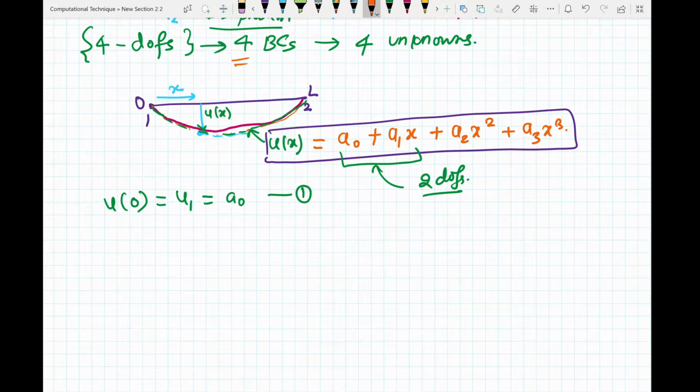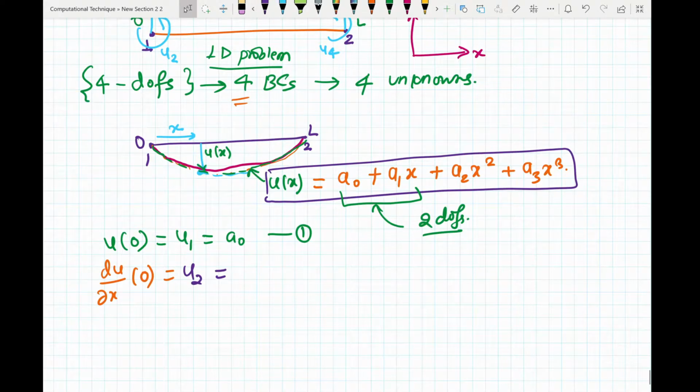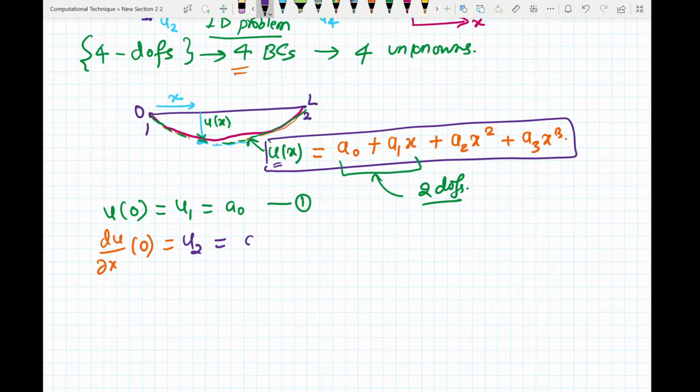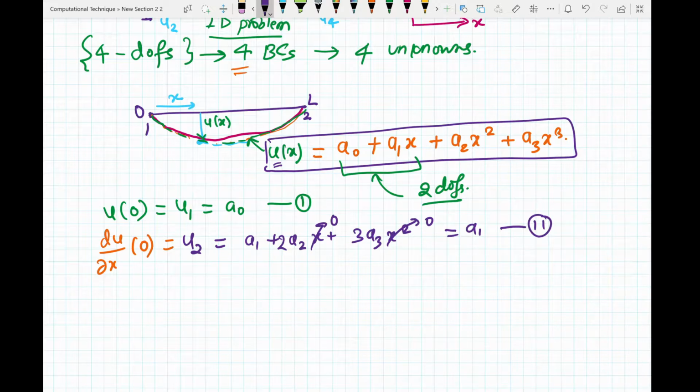Now the second boundary condition is we have slope at 0, which is u2. Now this one will be equal to, now if you differentiate this equation by x and plug in 0, what you'll get is A1 plus 2A2x plus 3A3x squared. Now if you put this one 0 and this one 0, you'll get A1. So u2 will be equal to A1, or A1 will be equal to u2.